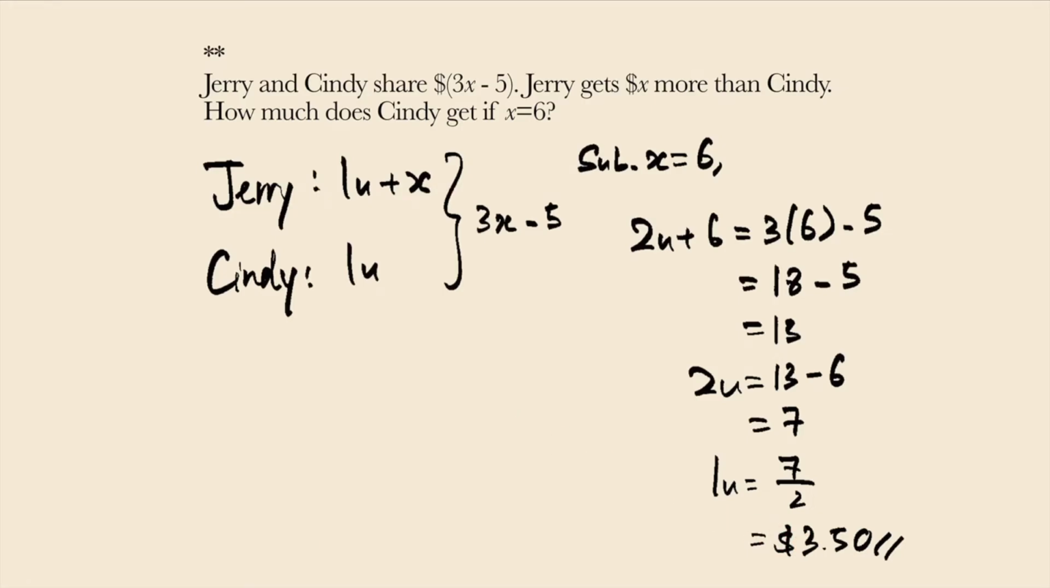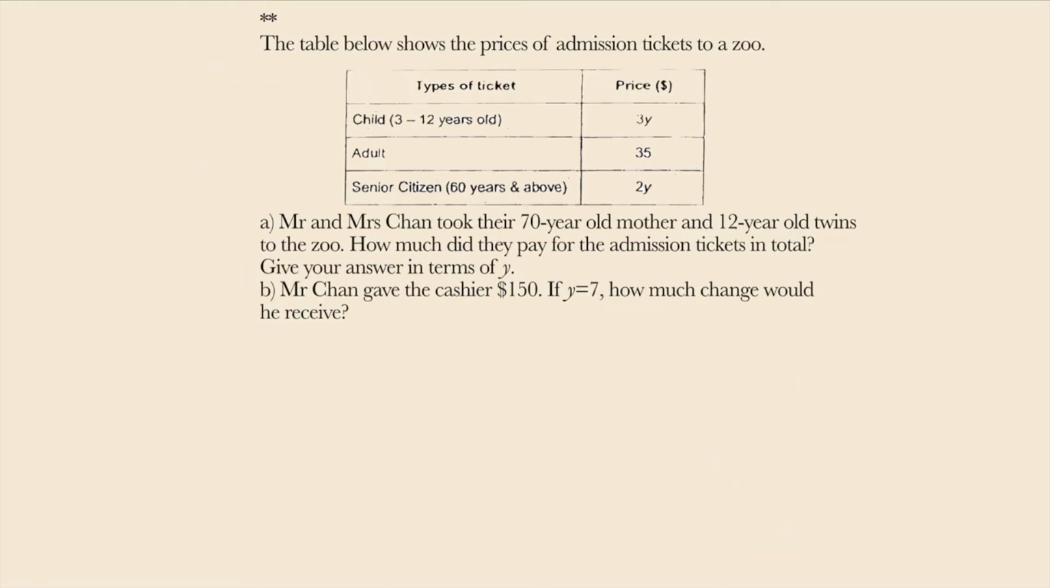So Cindy's share would be $3.50. So here we have a table showing the admission ticket prices to the zoo. Mr. and Mrs. Chan, so that would be 2 adults here, took their 70-year-old mother, a senior citizen, and 12-year-old twins, that's 2 children here. How much did they pay for the admission tickets in total in terms of y?